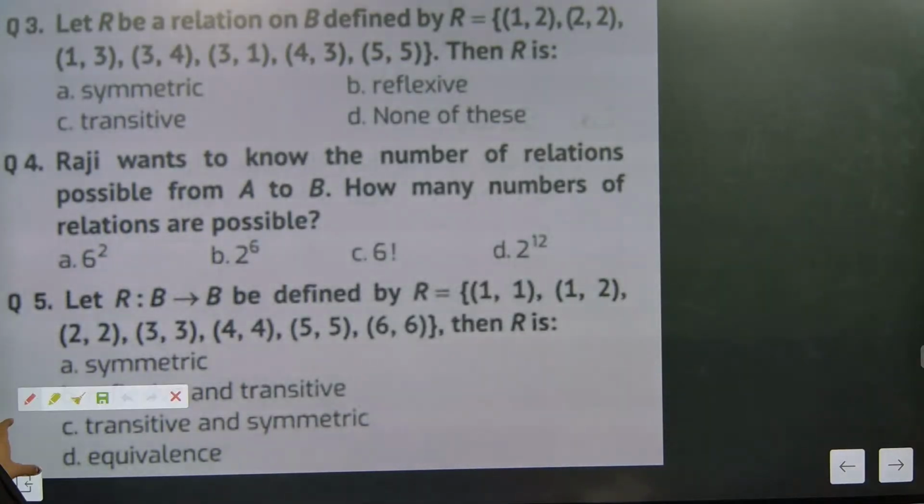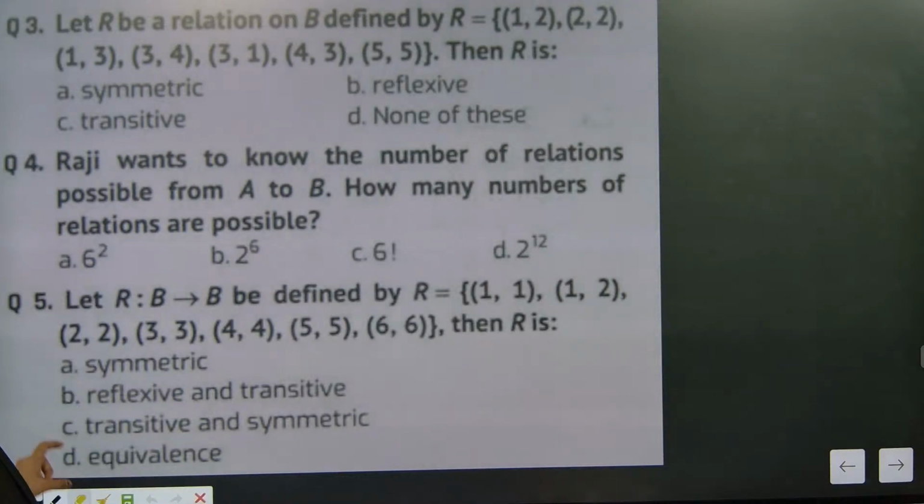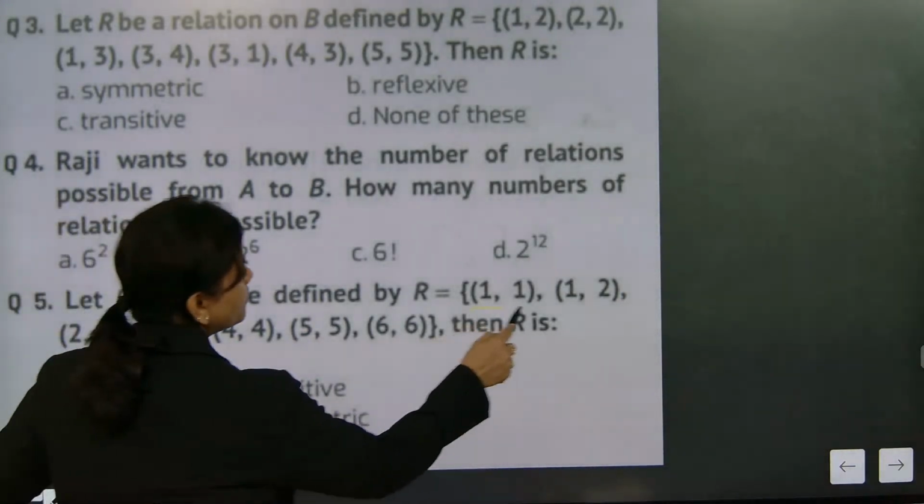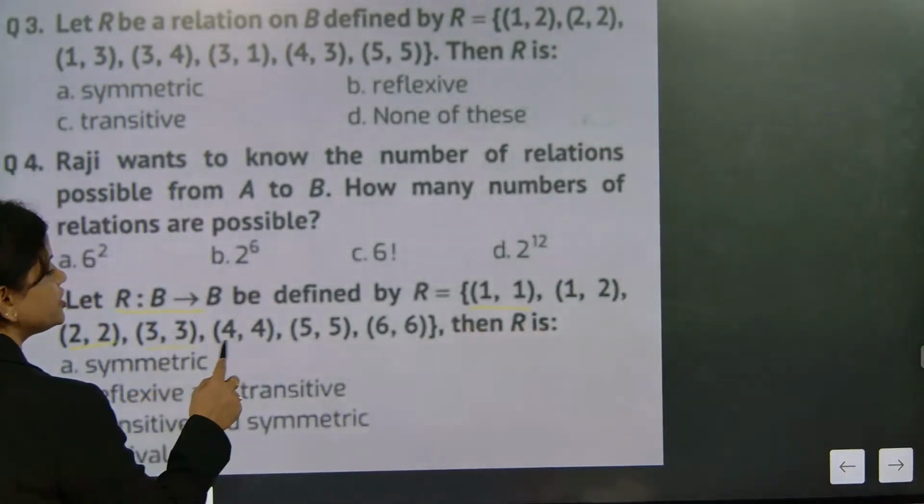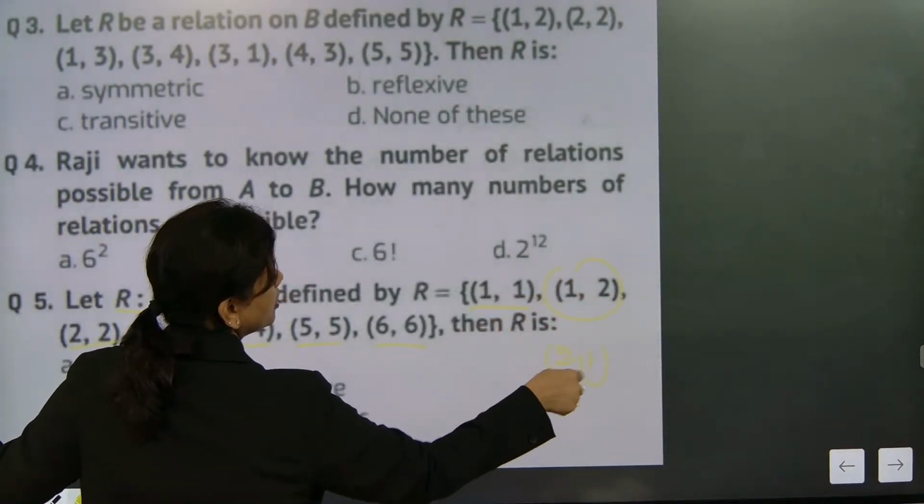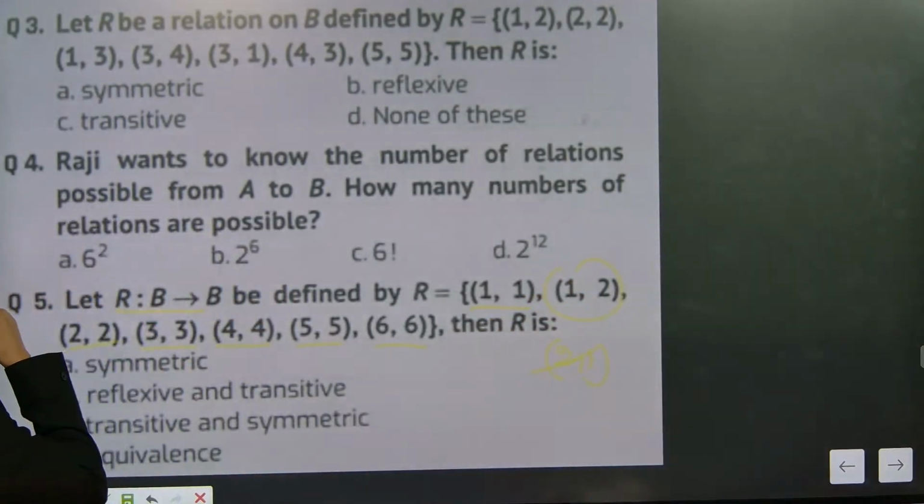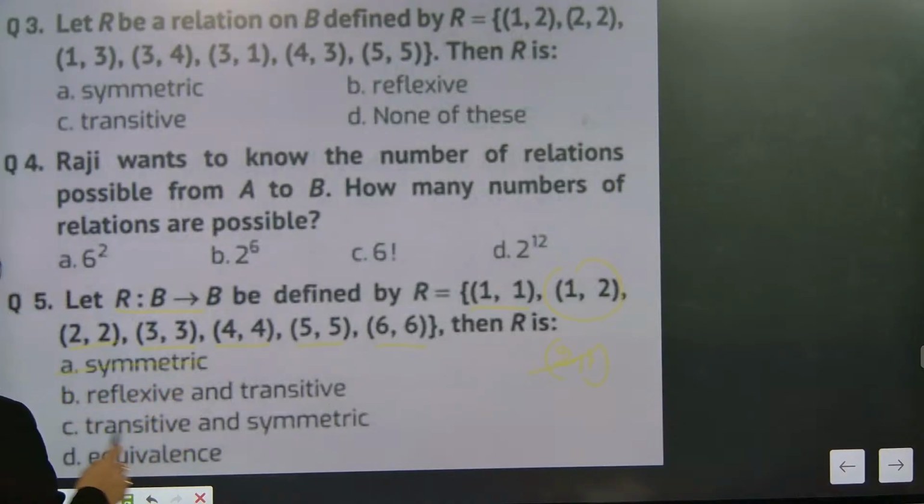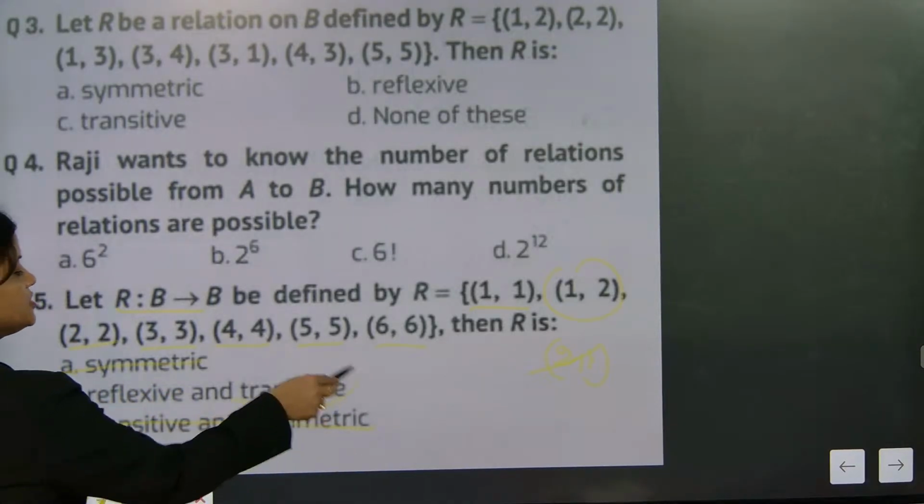Check this one out now. This is the last one I am doing. Here (1,1) is there, (2,2) is there, (3,3), (4,4), (5,5), (6,6) are there. (1,2) is there, but (2,1) is not there. So it is not symmetric. Wherever symmetric is written, it is not possible. Equivalence is not possible. So one option left is transitive.